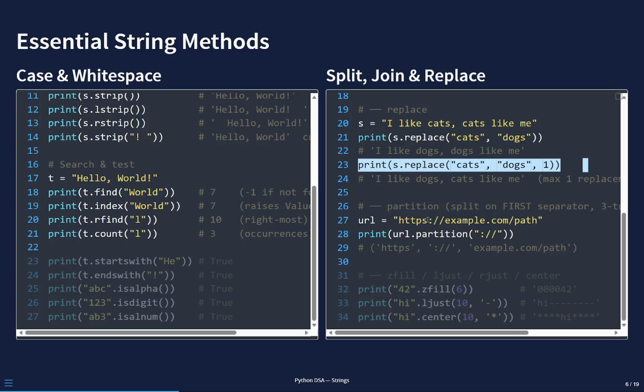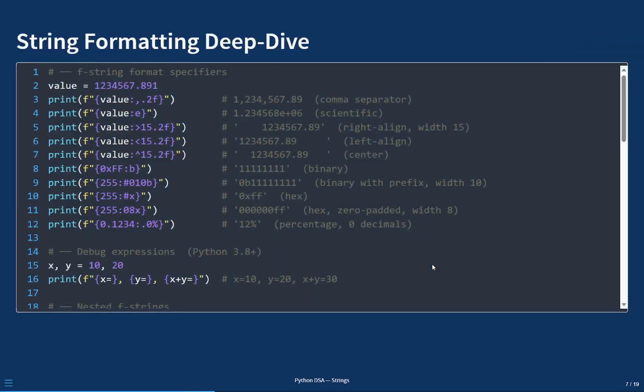Next, let's go deep on string formatting. F-strings have a surprisingly rich format specification language that most people only scratch the surface of. Click, format specifiers live inside the curly braces after a colon. :,.2f adds a comma separator and 2 decimal places.